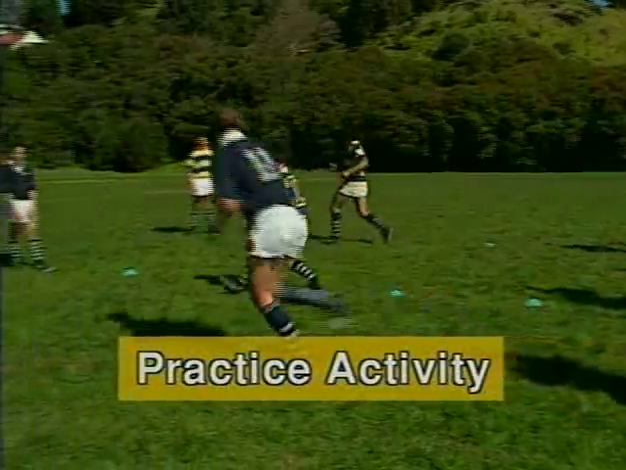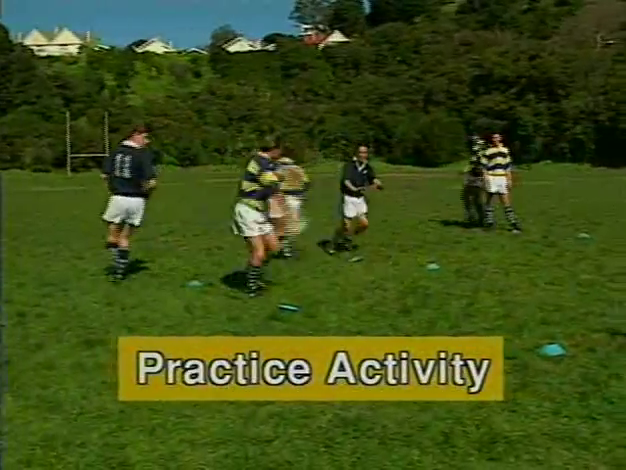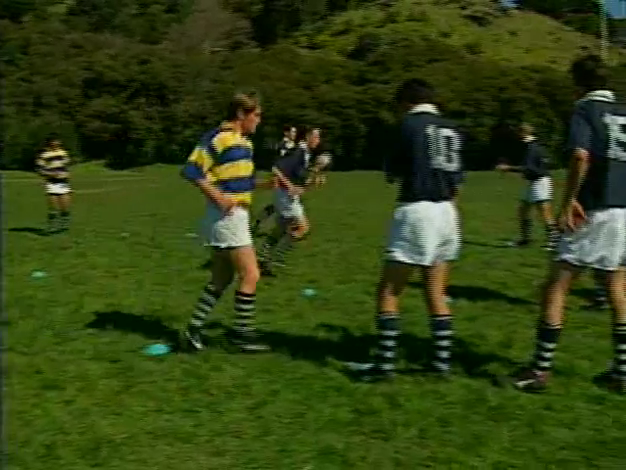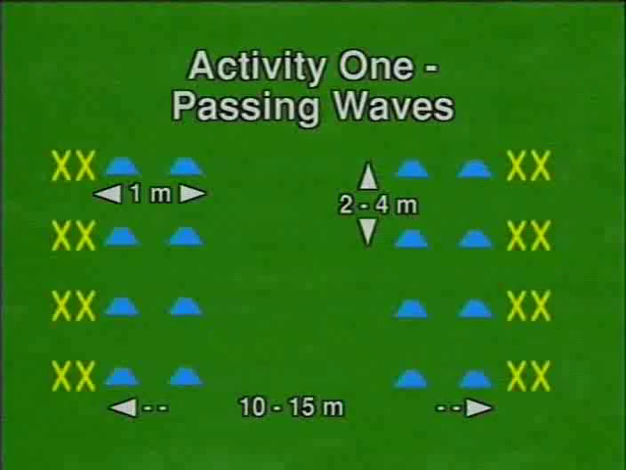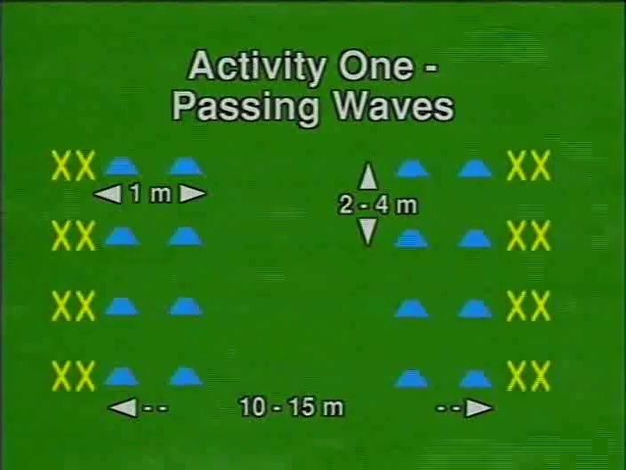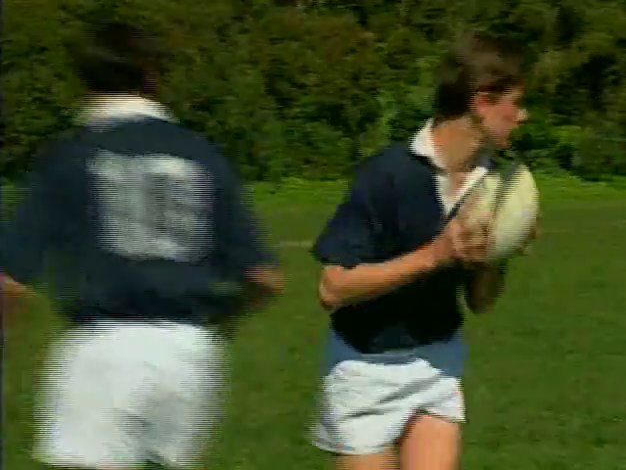Activity 1, passing waves. Set the cones out as shown in the diagram. The passers stand behind 4 sets of cones on either side. When the passer runs and gets to the second line of cones, the receiver then runs, thus creating depth for the receiver. The line of passers must finish their passing before reaching the last line of cones on the opposite side.